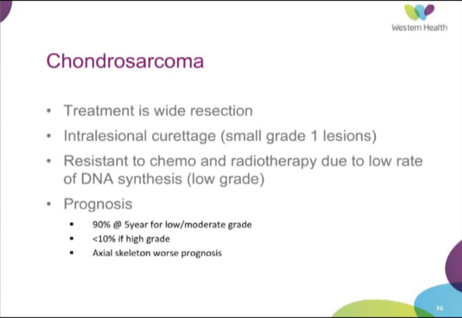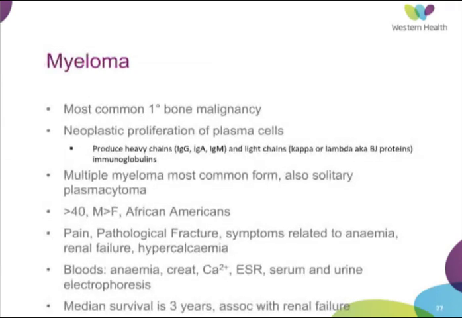Treatment of this low-grade tumour is wide resection. You can also use intralesional curetting if it's a small grade 1 lesion, which I found interesting. It's resistant to chemo and radiotherapy due to its nature of being slow replicating, and classically chemotherapy and radiotherapy target highly fast replicating cells. The prognosis is good, 90% at 5 years for low or moderate grade, and the rarer tumours that are high grade do behave quite aggressively, and there is a poor prognosis.